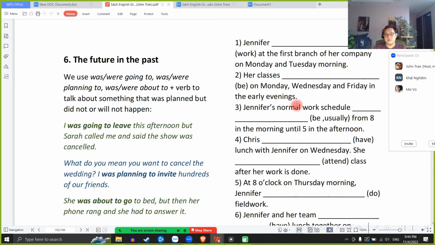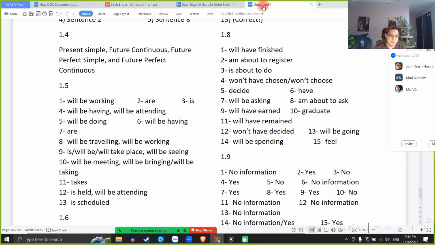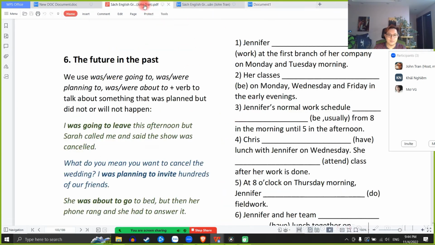Number 3. Jennifer's normal work schedule. Number 3 is. Nó chỉ là một cái schedule. It's a schedule, right? So Jennifer's normal work schedule is usually from 8 in the morning until 5 in the afternoon. Nó là về cái lịch trình. Cái lịch trình làm việc bình thường của Jennifer là thường là từ 8 giờ buổi sáng đến 5 giờ buổi chiều.